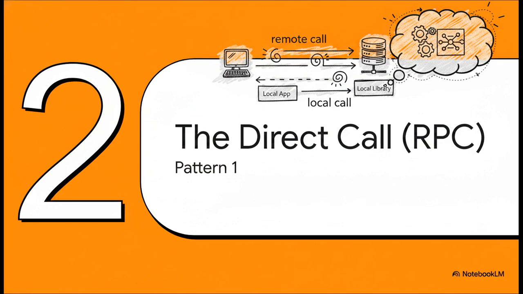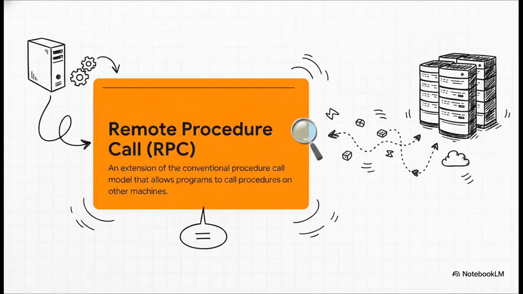Okay, let's kick things off with our first pattern, which is probably the most intuitive one: the remote procedure call, or RPC for short. The whole game here is to make a call to another computer look and feel exactly like you're calling something right on your own machine. So the key word here is transparency. An RPC system is designed to completely hide the fact that there's even a network involved.